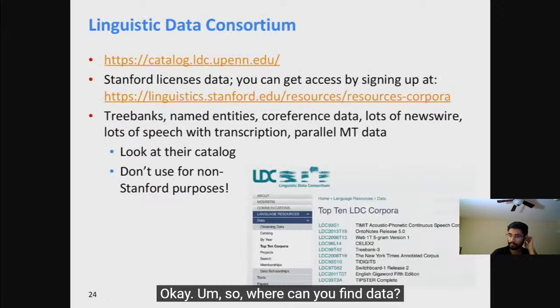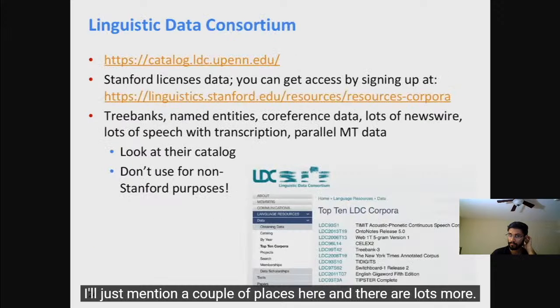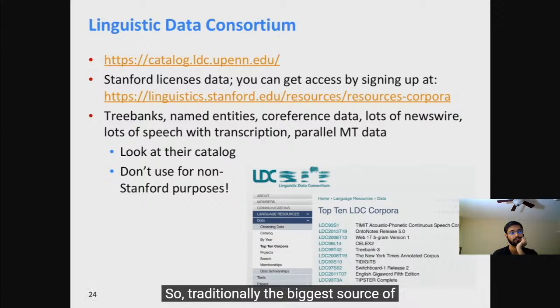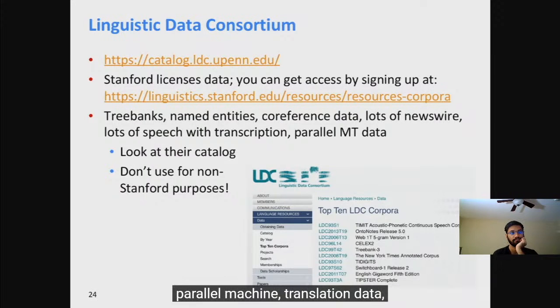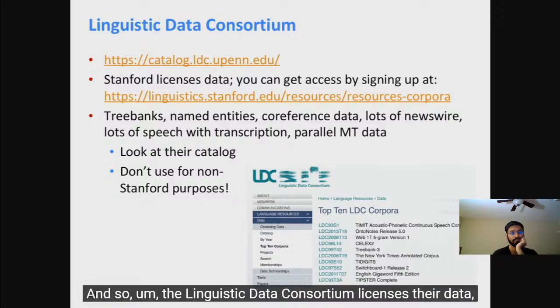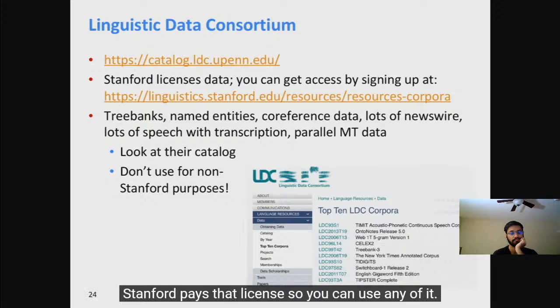Okay, so where can you find data? I'll just mention a couple of places here, and there are lots more. So traditionally, the biggest source of linguistic data used by academics was this place called the Linguistic Data Consortium, and they have lots of data sets for tree banks and named entities and co-reference, parallel machine translation data, etc., etc. And so the Linguistic Data Consortium licenses their data. Stanford pays that license, so you can use any of it.